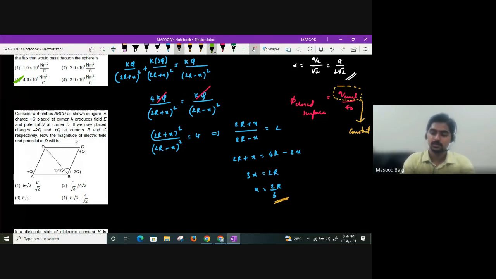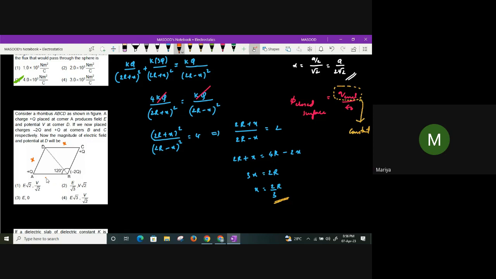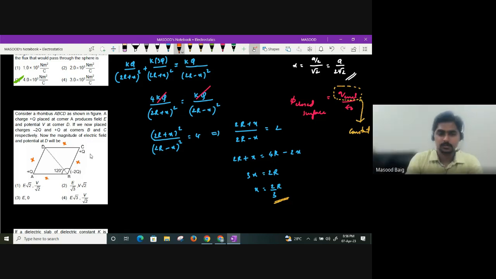Now please try to understand. In case of a rhombus, are all sides equal? Yes or no? Yes. All sides will be equal. Suppose only the A charge is given. So what is the electric field at point D due to this charge? Will it be kQ by x square? So I can write electric field E as kQ divided by x square, in the absence of charges at B and C. And potential I can write as kQ divided by x.